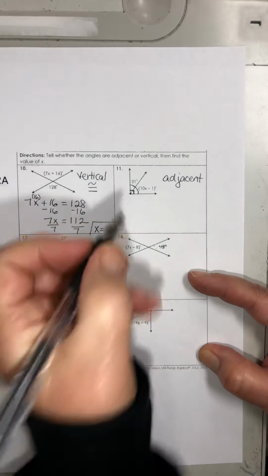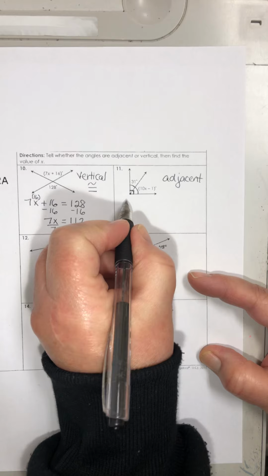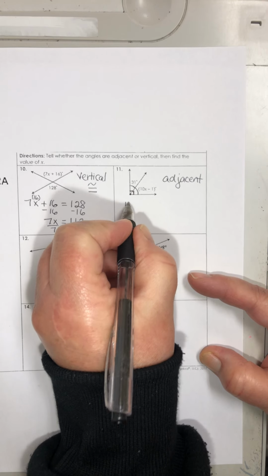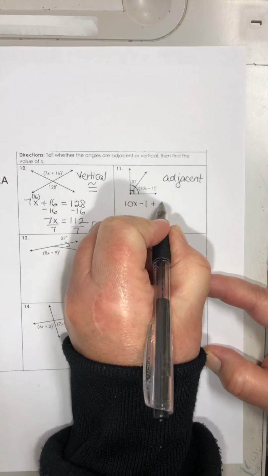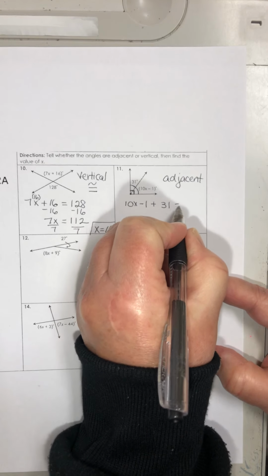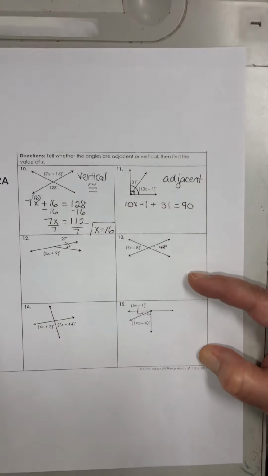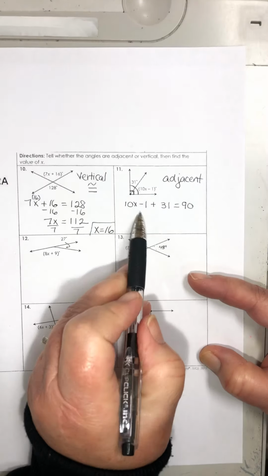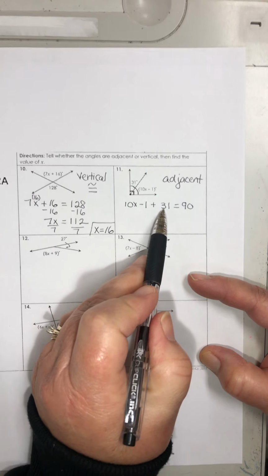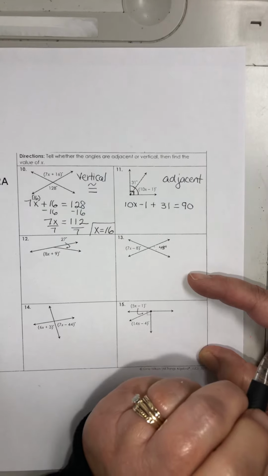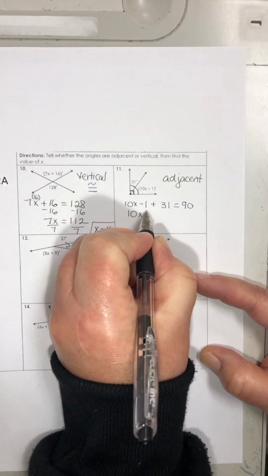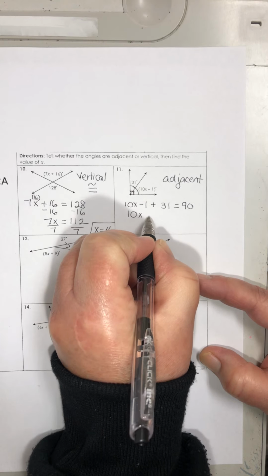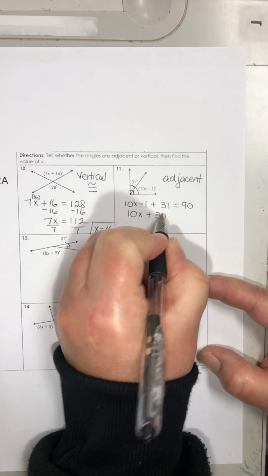When we put two things together, that means we're going to add them. So I'm going to take the 10x minus 1, and I'm going to add 31. Together they equal 90 degrees. Here's the bottom angle, I added the top angle, together they're 90 degrees. So let's combine like terms. We don't have any other x's, but negative 1 plus positive 31 equals 30.